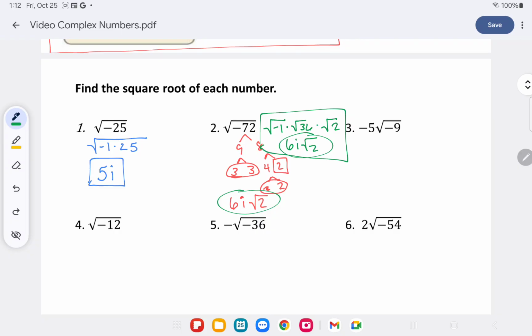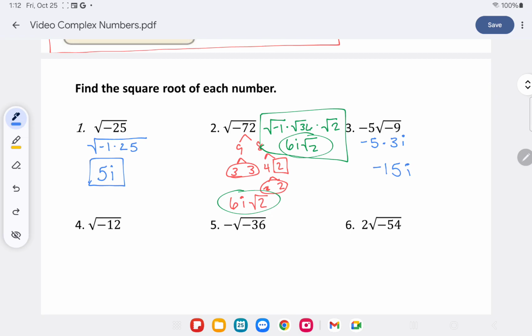So that's another way of thinking about it, but this way I pulled out the perfect square instead of making the factor tree. Another example that comes out nicely: the square root of -9 is 3i, because the square root of 9 is 3. So I'm taking -5 times 3i, which is -15i. And here are some examples.